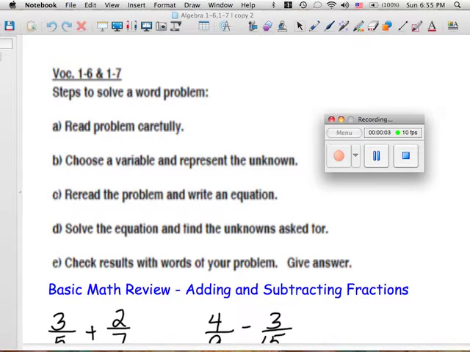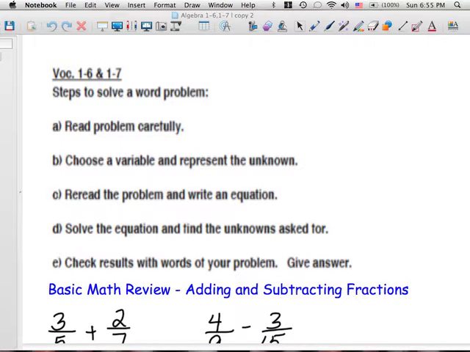Welcome to the algebra class. We are covering sections 1.6 and 1.7. We're going to be working with word problems, reading them in English, and then translating them into math equations. So we need to be able to read the problem carefully and choose a variable and represent the unknown.